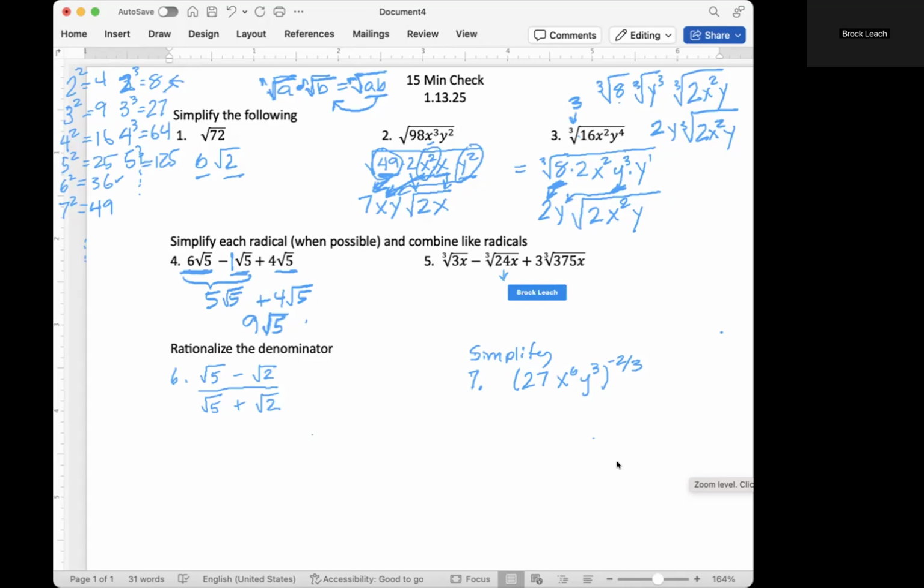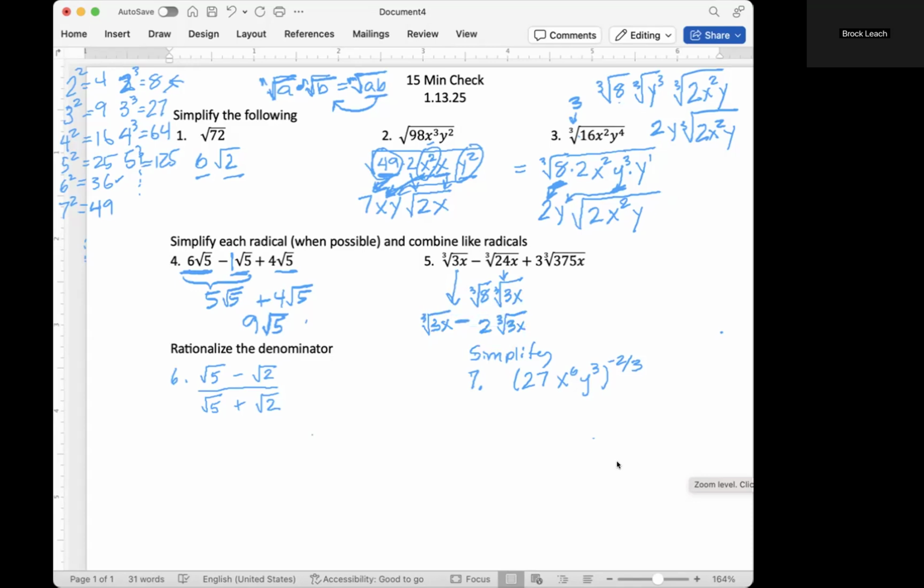Is there a perfect cube that goes into 24? 8 times 3. So this could be broken up as the cube root of 8, and then we still have the cube root of 3 and x. So I broke that out. This becomes 2 cube root 3x. I still have the 1 cube root out here. So let's write that. This is being subtracted, so we want to keep that going.